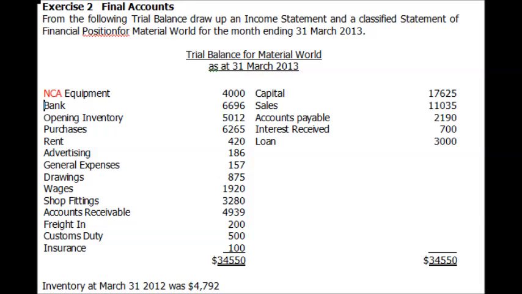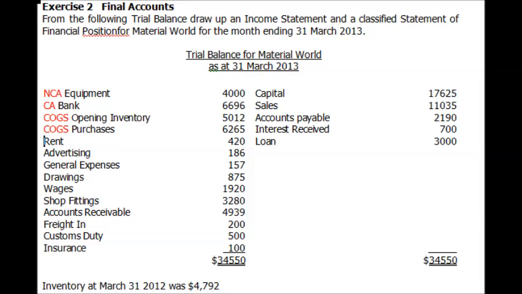Then we go down to bank and we say, well, we own that, so it's an asset as well. And it's actually already a cash equivalent, so we're going to call that one a current asset. Then opening inventory. This is actually quite tricky because you think that you own inventory, but opening inventory we only use in the cost of goods sold calculation. So this is COGS. Purchases we also used in the cost of goods sold calculation. So that's how we classify that.